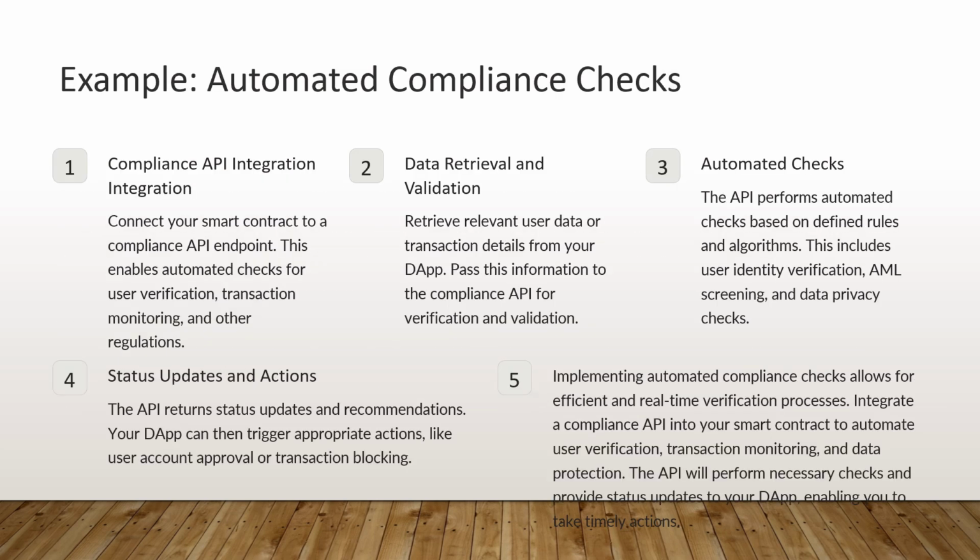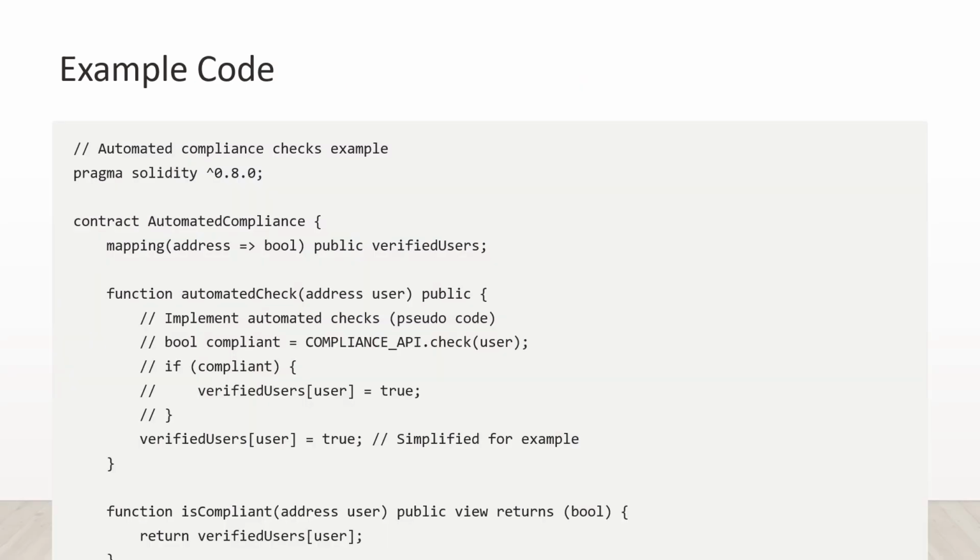Now we'll look at a code snippet which will tell us how we can integrate an automated compliance check in the code. So this example shows how to implement an automated compliance check in a smart contract. The automated check function performs a simulated compliance check, marking the user as compliant. The isCompliant function then allows other parts of the contract to verify the user's compliance status. Integrating such automated checks can help streamline the compliance process and ensure real-time verification within your DApp.